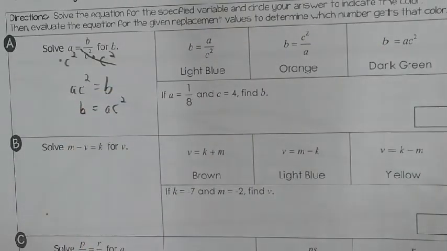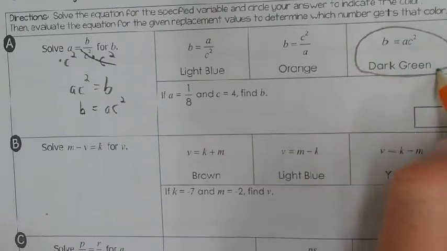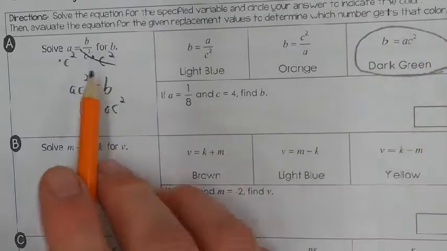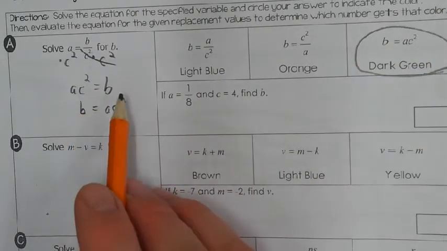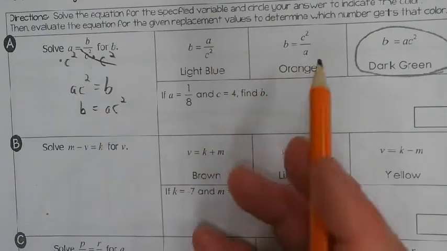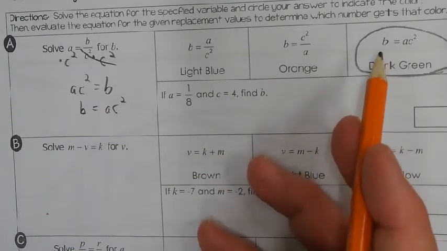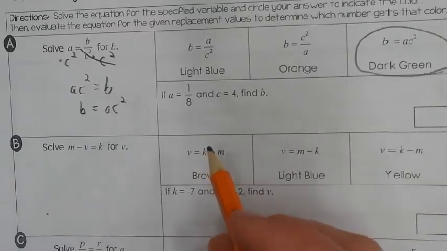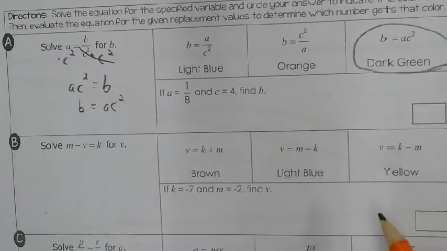Oh, the one on the far right. Yeah, the dark green. Does everybody see that? It doesn't matter which side the B is on. It could be on the left side or the right side. It still means the same thing. So we know it's dark green. Now we've got to figure out what number is dark green.